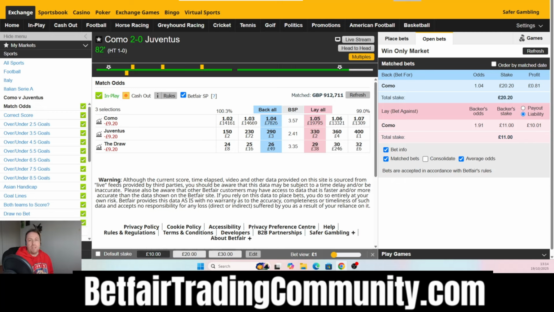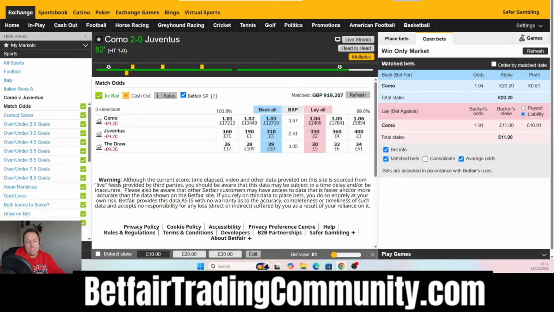Hope you make some money trading on Betfair, and I hope you trade better than I traded on this match here. But I still think it was value. I still think it was the right play. Just didn't go our way on this occasion. But I'd be interested to know your thoughts, whether you'd make a trade like this or anything that I could have done better.